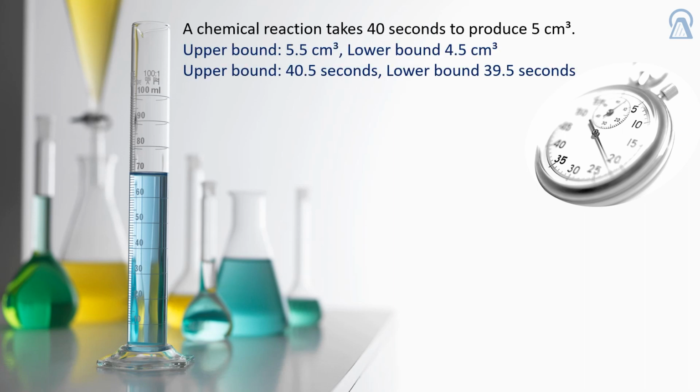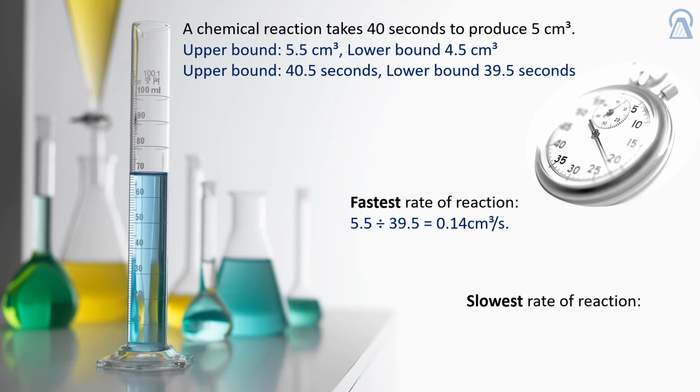the fastest possible rate of reaction would be the greatest possible production in the least amount of time, so 5.5 divided by 39.5 is 0.14 centimeters cubed per second. Where the slowest rate of reaction would be the least production by the greatest time. 4.5 divided by 40.5 is 0.11 centimeters cubed per second. If it's not clear which to use, work out all possibilities.